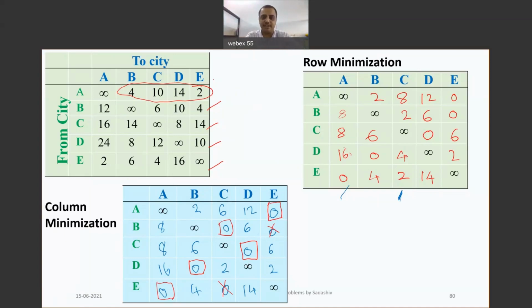Now we need to write the answer, from city and to city. These green fonts are the from city, and these will be the to city. From the matrix you need to write the answer. So he is moving from A to E. Next, from E he is again moving to A.